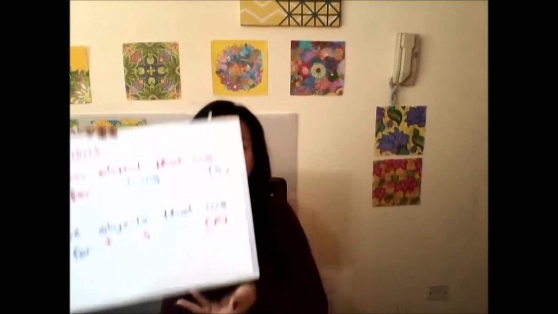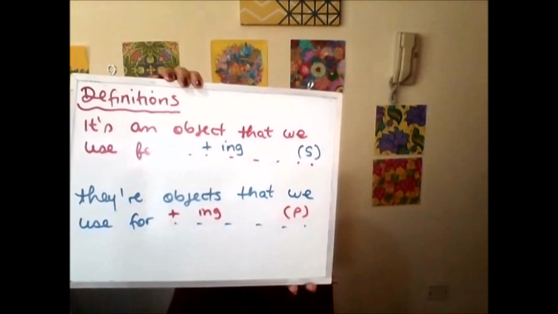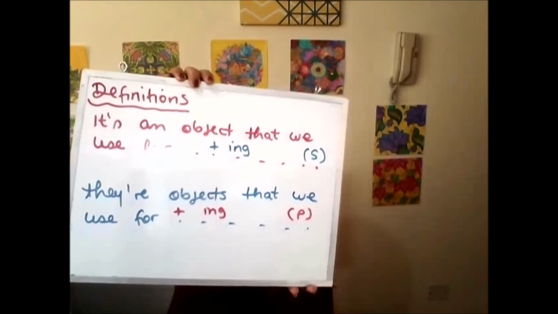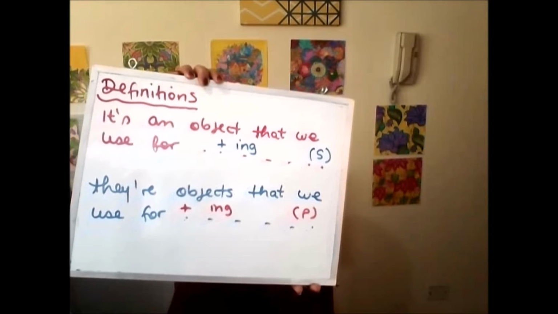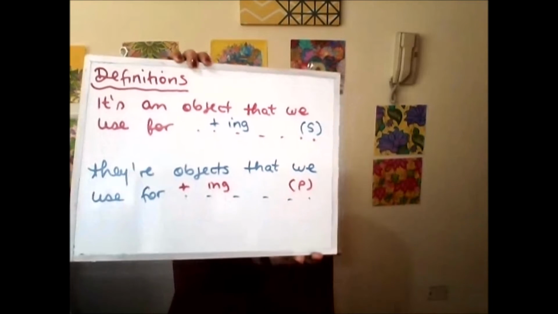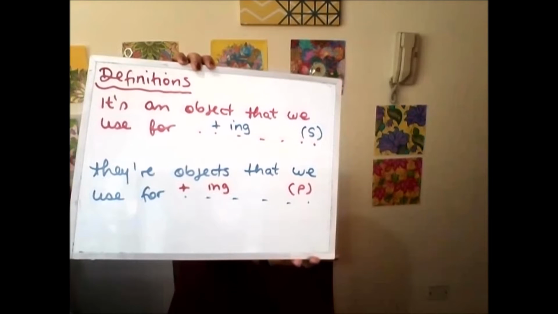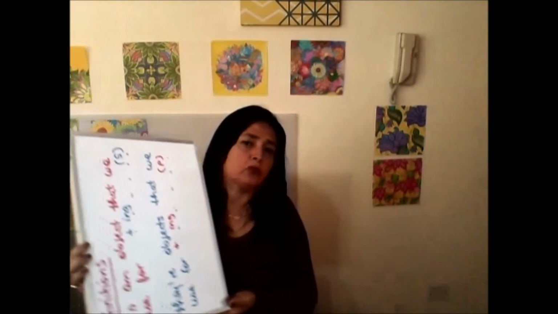Entonces, con estas dos frases que las vamos a volver a repetir: it's an object that we use for; plural, they are objects that we use for. Vamos a tratar de trabajar con algunas definiciones muy simples de objetos que tengo en la mano.